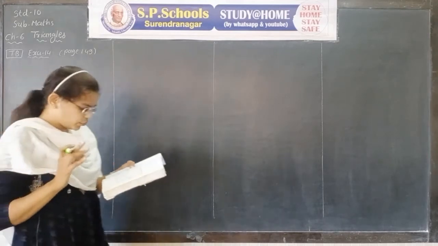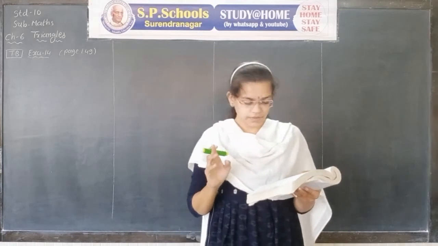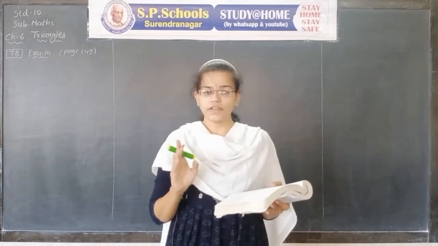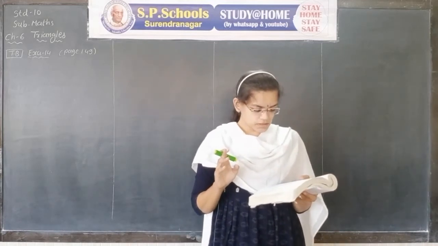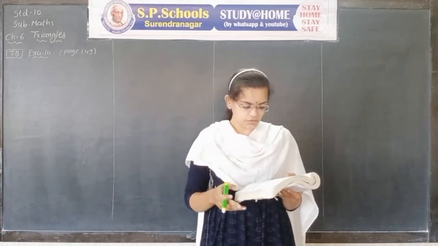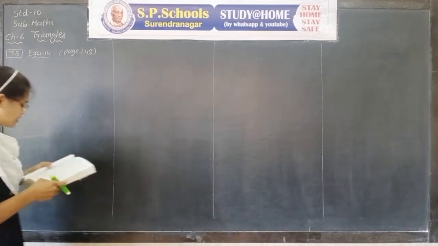O is any point inside a rectangle ABCD. See figure 6.52. One figure is given. If the figure is not given, it is easy to draw. Prove that OB square plus OD square is equal to OA square plus OC square. O is a point inside a rectangle.